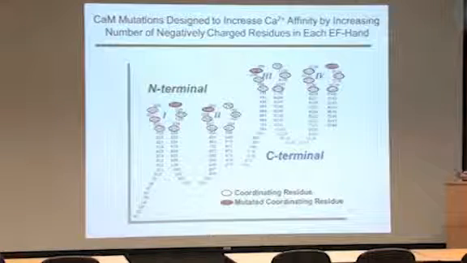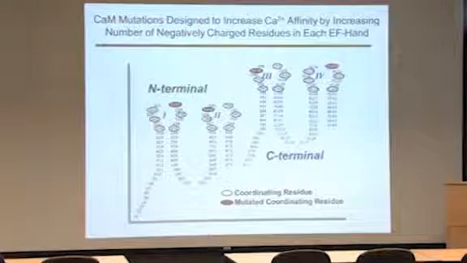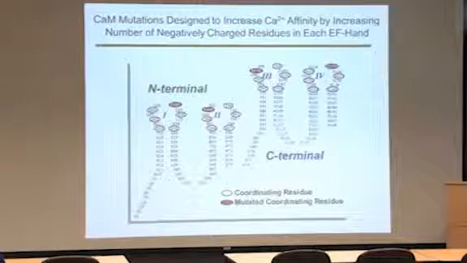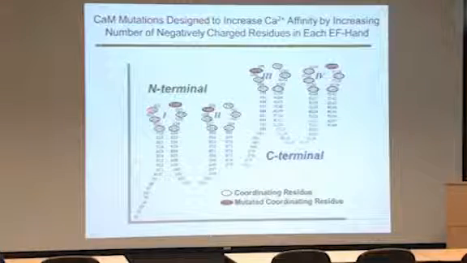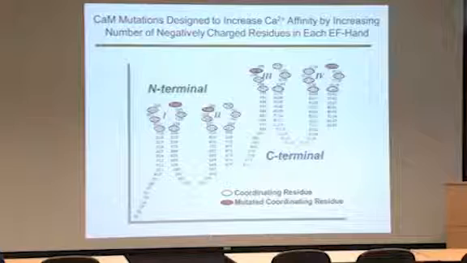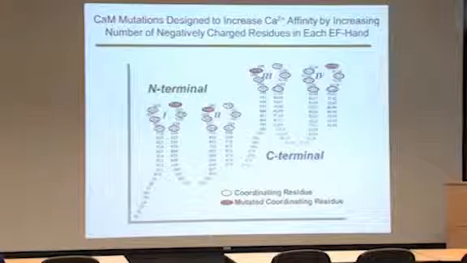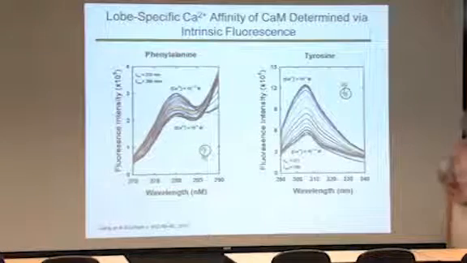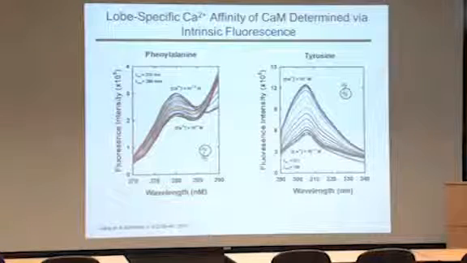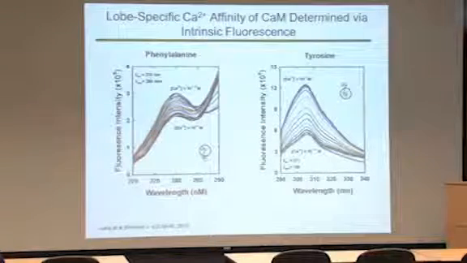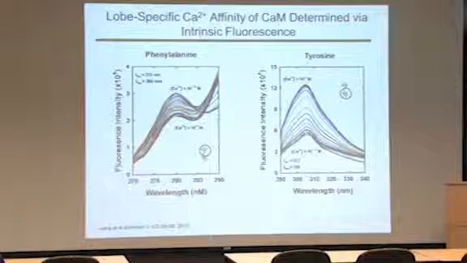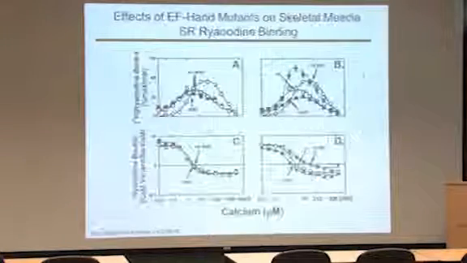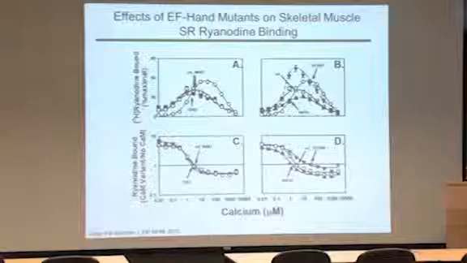So what we did was go through and modify some of the calcium coordinating sites in the calmodulin to increase the binding affinity of individual EF hands. These are the residues in calmodulin that coordinate the calciums. The filled-in residues are the ones that we modified. Then we measured intrinsic fluorescence of both the N and C terminal lobes. The N terminal lobe has phenylalanines that you can use to measure the intrinsic fluorescence. The C terminal has tyrosines, so you can distinguish between the C terminal and the N terminal calcium binding. And you can measure affinities of different mutants.